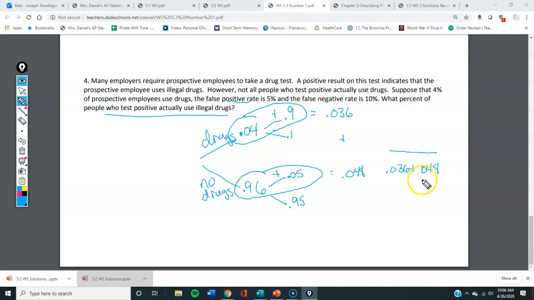But now what's the chance that just positive was a drug user? It's 0.036. So I put that on top. And when I divide them out, I didn't divide them out. I'll leave it like that so you can see where I'm coming from with that.